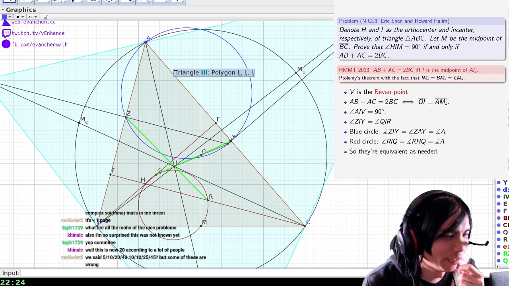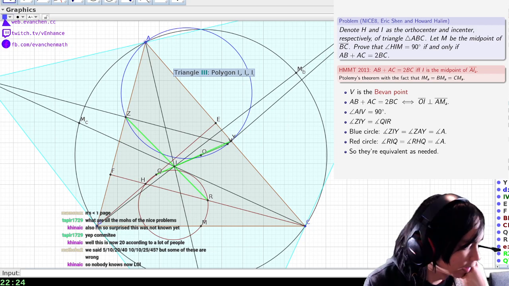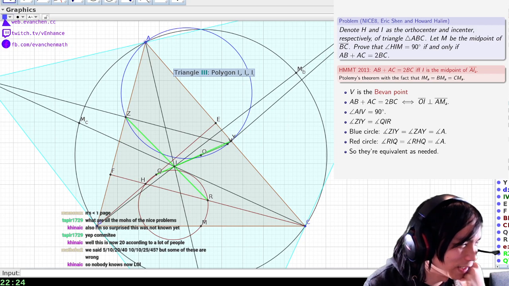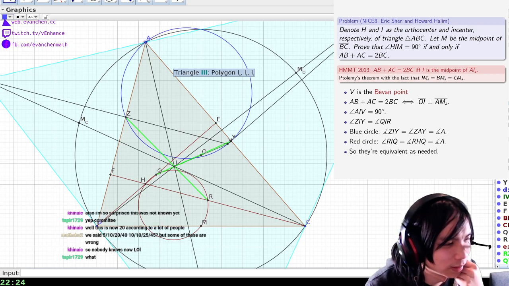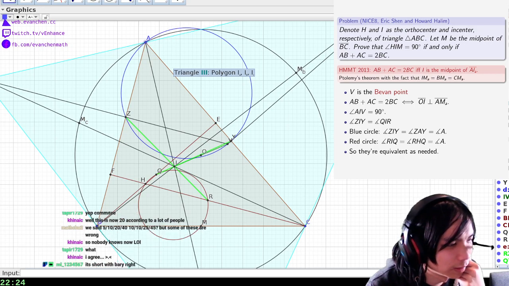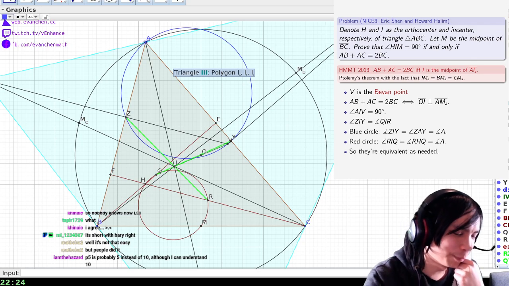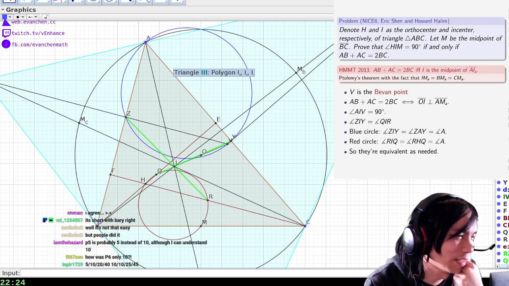This is now 20? No, really? 20? It's not that easy to complex bash, is it? Did I miss a setup? It's short with Barry. But I feel like with Barry you have to... Maybe it's not that bad. I don't know. It sounds really annoying.